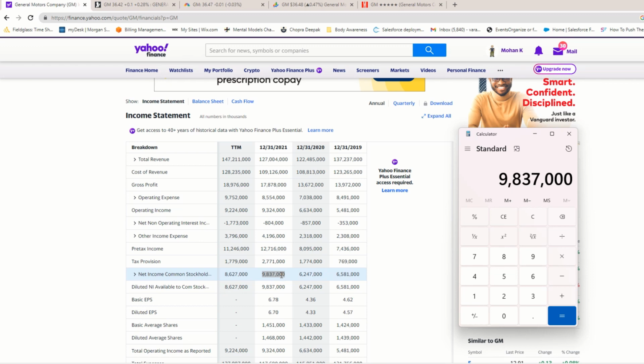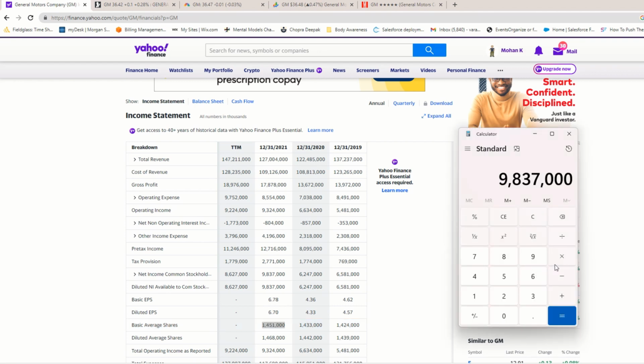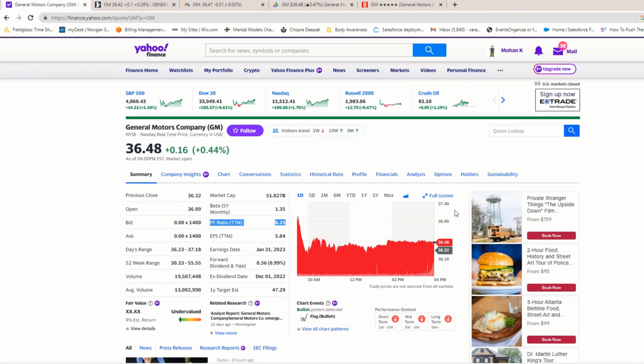This is for the whole business. So now let's calculate the earnings per share, which is 6.78. And how did we get that number is, you take the net income, which is $9.837 billion, divided by the total shares outstanding, which is the basic average shares. Let's take this number, total outstanding shares, which is $1.45 billion, and let's divide this number by that number. We are getting 6.77 or 6.78. So that's what you see here, 6.78.